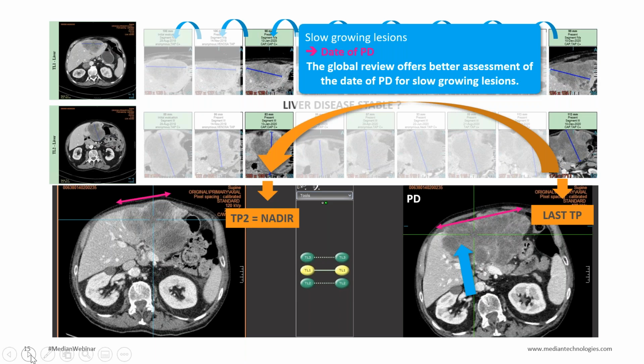So in this case, you can see from the global assessment that it shows the slow-growing lesions and the date of PD better. This global review offers a better assessment of the date, and it shows it more clearly for slow-growing lesions from time point 2 to the last time point in this example. So it's beneficial to have this, of course, depending on the criteria and the objective of the study, but in this case, it was proven to be very beneficial to have the global review performed.